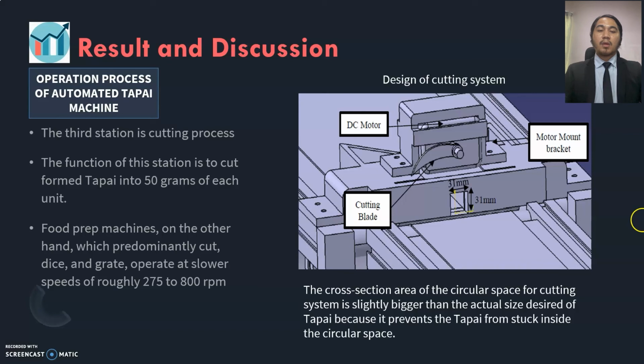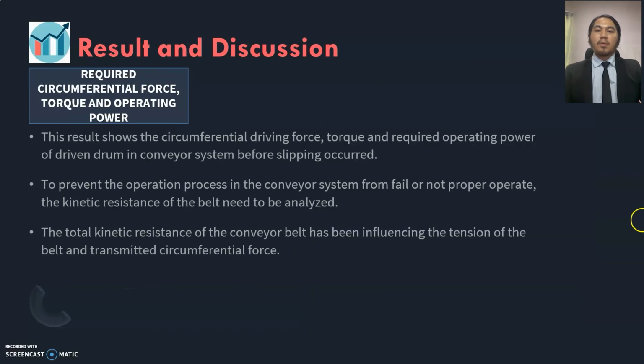The cross-section area of the circular space for the cutting system is slightly bigger than the actual desired size of the tapai because it prevents the tapai from getting stuck inside the circular space. The last result is the required circumferential force, torque, and operating power. The result shows the circumferential driving force, torque, and required operating power of the driving drum in the conveyor system before slipping occurs.